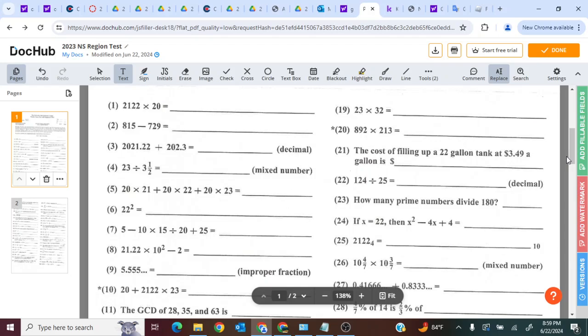22 gallons at 3.49 is what? Well, you can multiply this by 2, you get 6.98, and then do the 11s trick. So 8, and then 17, carry 1, and then 16, I believe, and then 4.